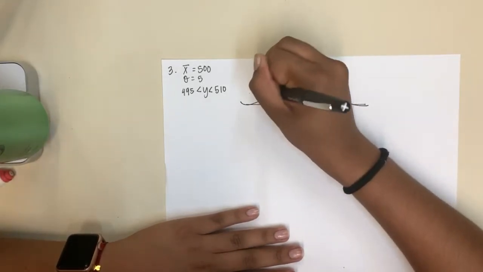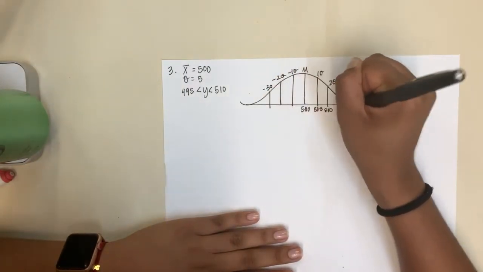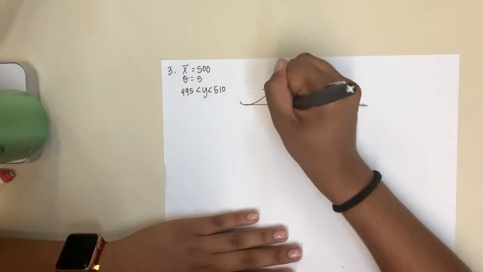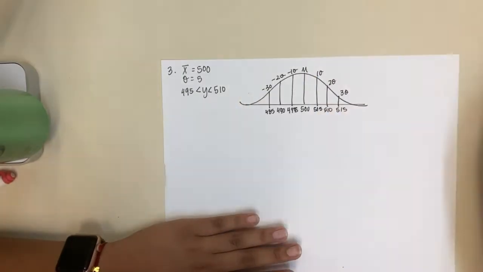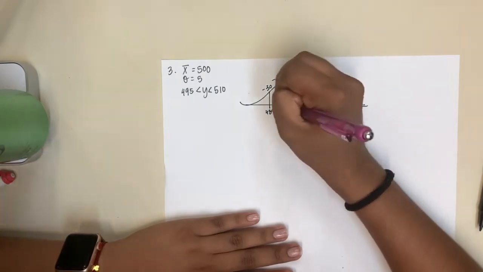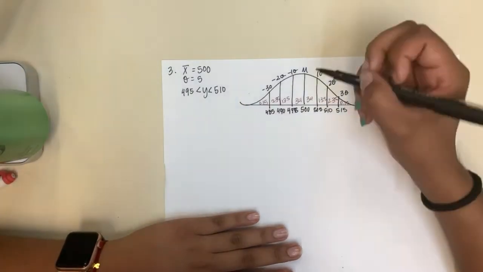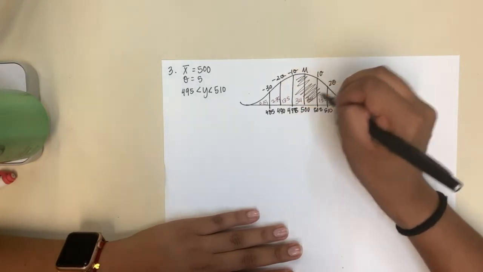Using the empirical rule, determine the probability that she will eat between 495 and 510 oranges on a given random day. First, make your normal curve with the standard deviation and mean given. Then, find where 495 and 510 fall on the curve and shade in the area between them.